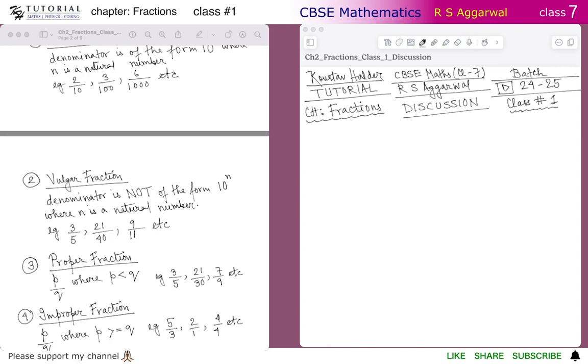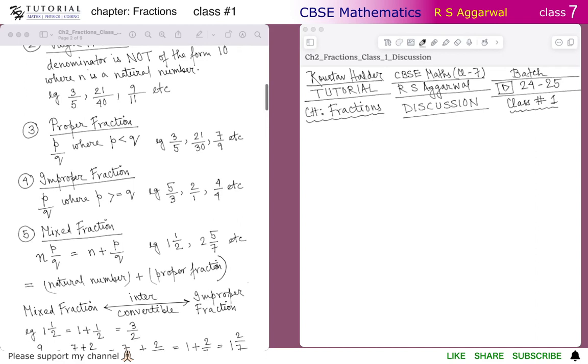Now the next is proper fractions. In a proper fraction, the numerator will be less than the denominator. That is, p will be less than q. Example 3 by 5, 21 by 30, 7 by 9, etc. So these are the definitions. I will not do any discussion on the right hand side. I think it is straightforward to understand. So proper fraction, the numerator will be less than the denominator, that is, p will be less than q.